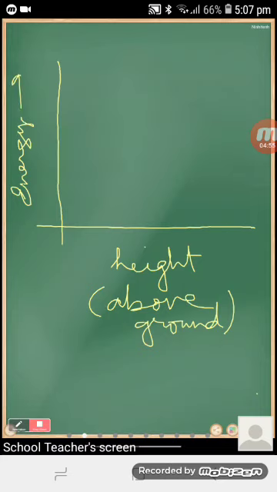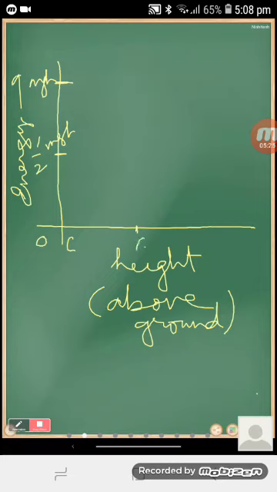Now, in case of mechanical energy, the total mechanical energy is considered to be mgh. So this will represent mgh. In between, it will represent half mgh. This is your ground, that is position C. Halfway we consider as B, and the complete height as A.